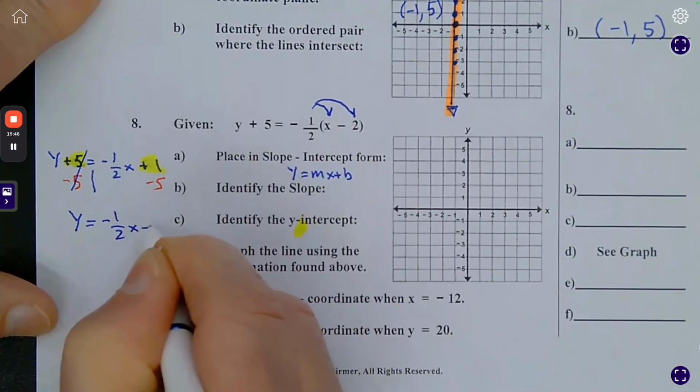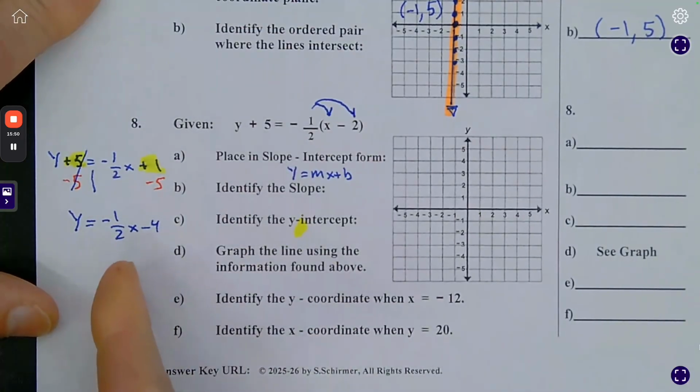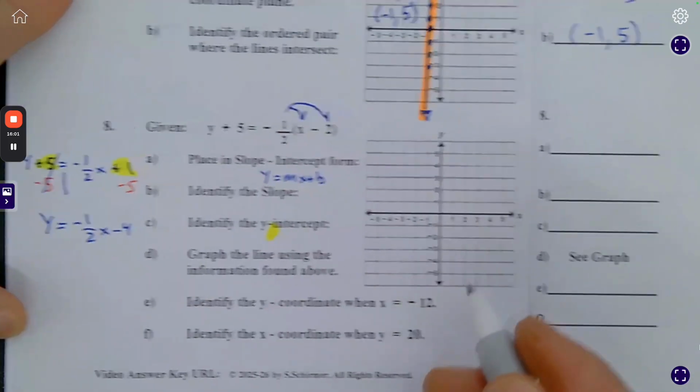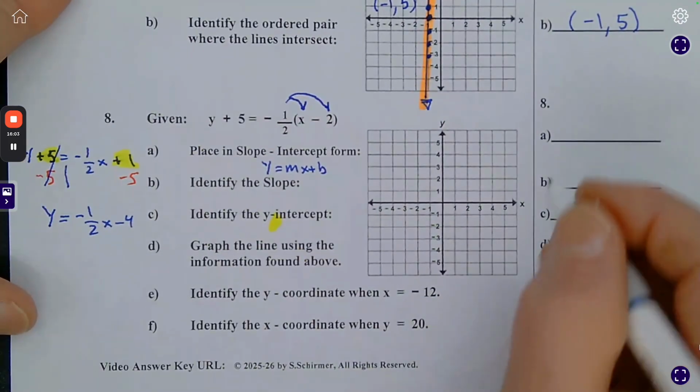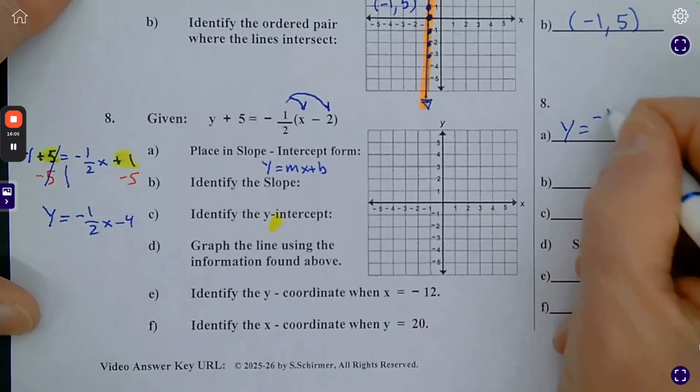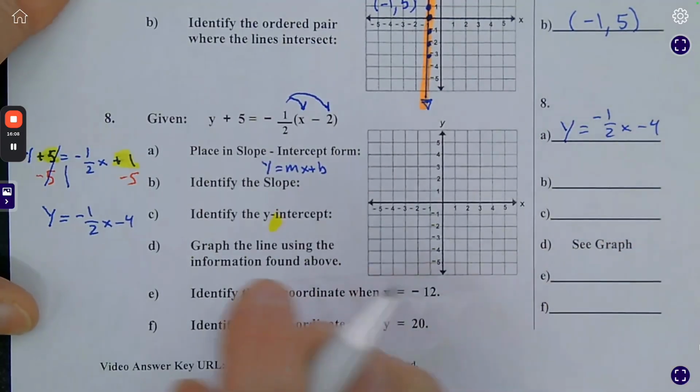I wanted y by itself. That's it. And I know that's it because it's y equals mx plus b. I know it's not plus b, but it's like plus a negative b, right? Same thing. So that's it. That's slope-intercept form. y equals negative 1/2 x minus 4.